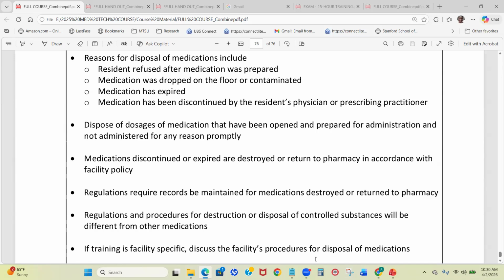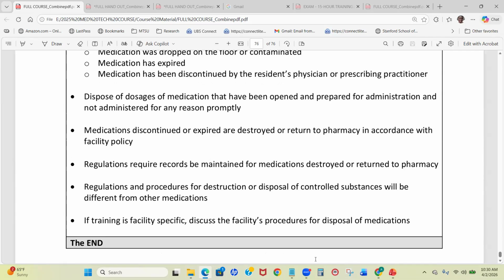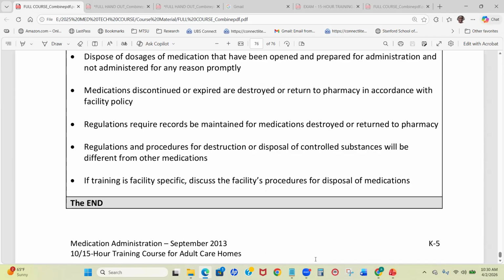Dispose of dosages of medication that have been opened and prepared for administration and not administered for any reason promptly. So if the person didn't take it, you took it out, they didn't take it, it's Ativan, get somebody to witness with you and put it in the proper disposable receptacle bin. Don't do it yourself and go and write that you disposed it. They would say that you took it. It doesn't matter who that person is, they will say you took it. It is your word against theirs. So if someone is your witness, then you don't have to struggle to explain yourself.